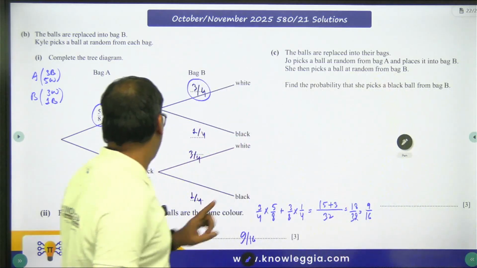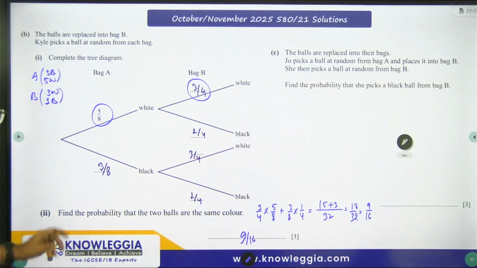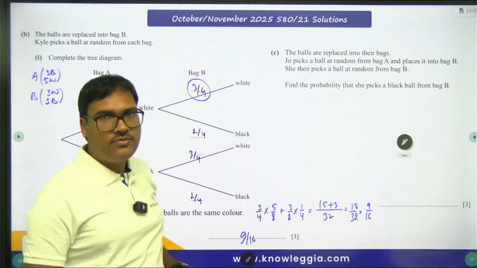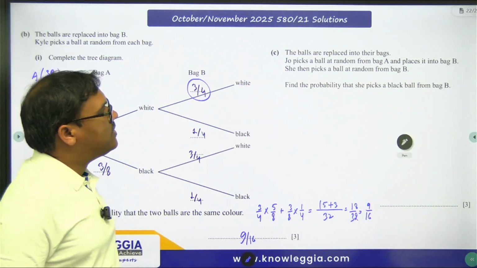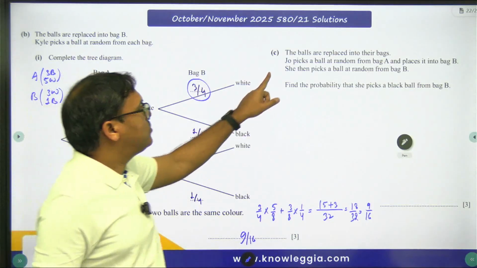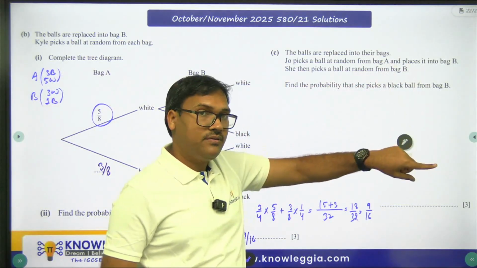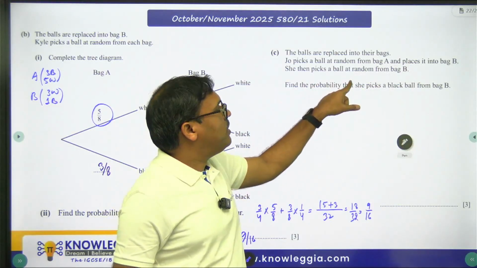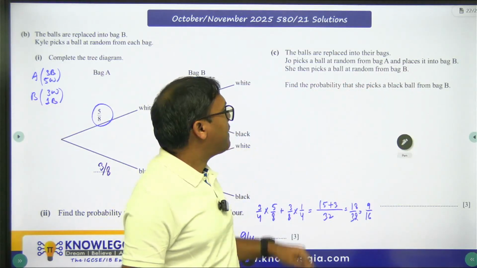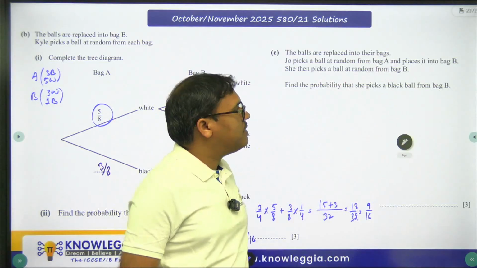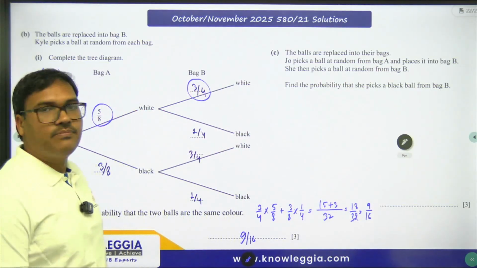Now the third part of this question. This is the first part, second part, and the next part. This is part B, first and second. Now this is the third part. The balls are replaced into the bag. Joe picks a ball at random from bag A and places it into B. Then she picks a ball at random from bag B. Find the probability that she picks a black ball from bag B.